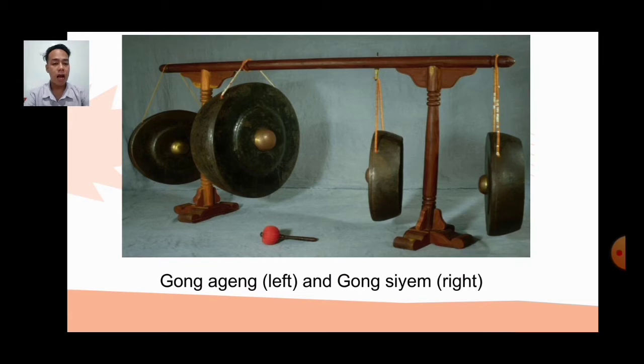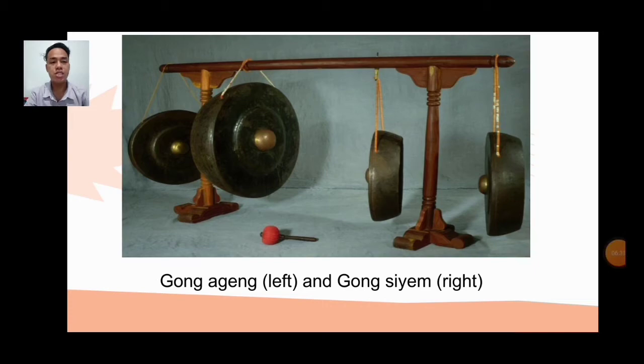This is the gong ageng and the gong suukan. The left side is what we call the gong ageng. Gong ageng is the set of the largest among the hanging gongs. It creates a low pitch, very deep sound. Even though its structure is big, the pitch of this gong ageng is very low. Unlike the gong suukan, on the right side of the picture, which are the medium-sized hanging gongs. They have a higher pitch than the gong ageng.